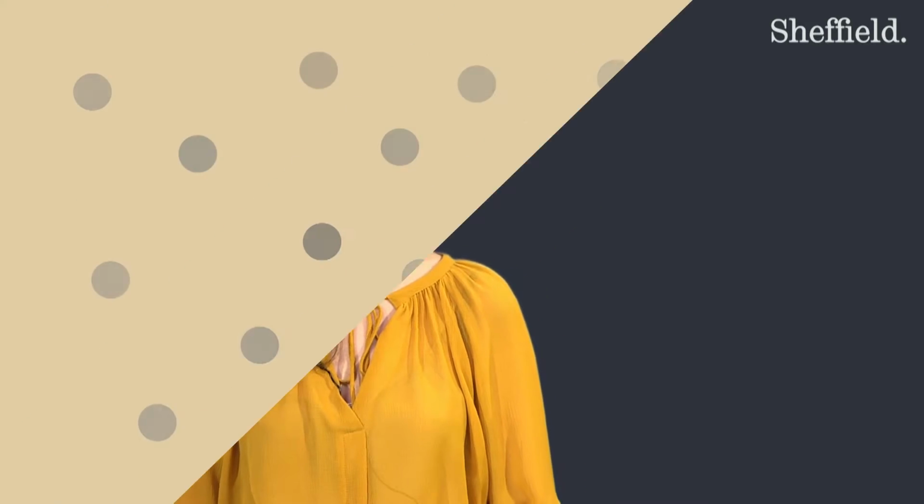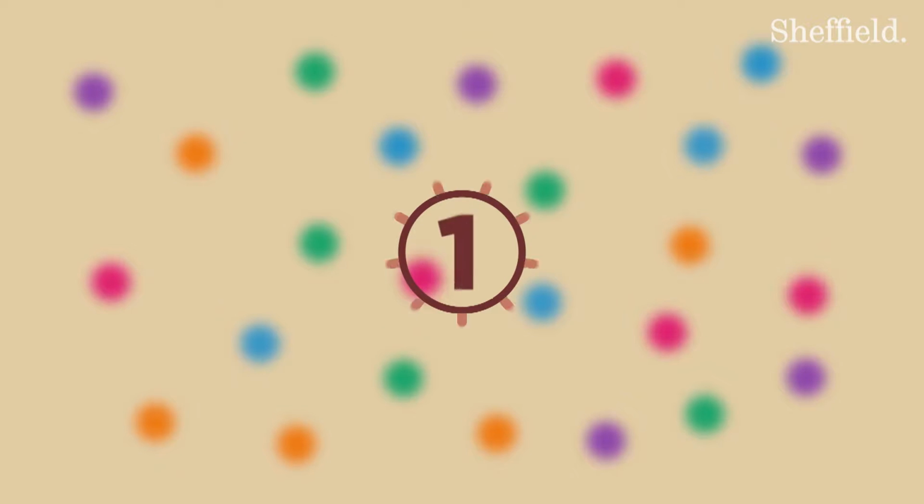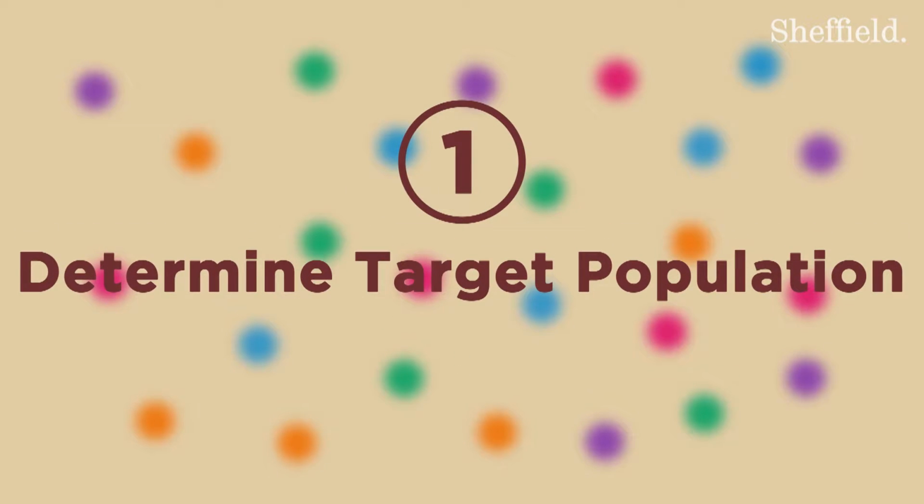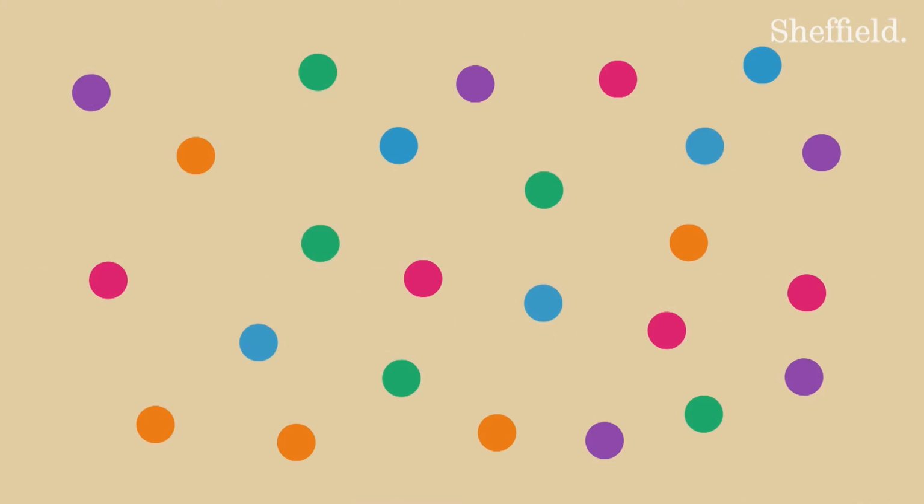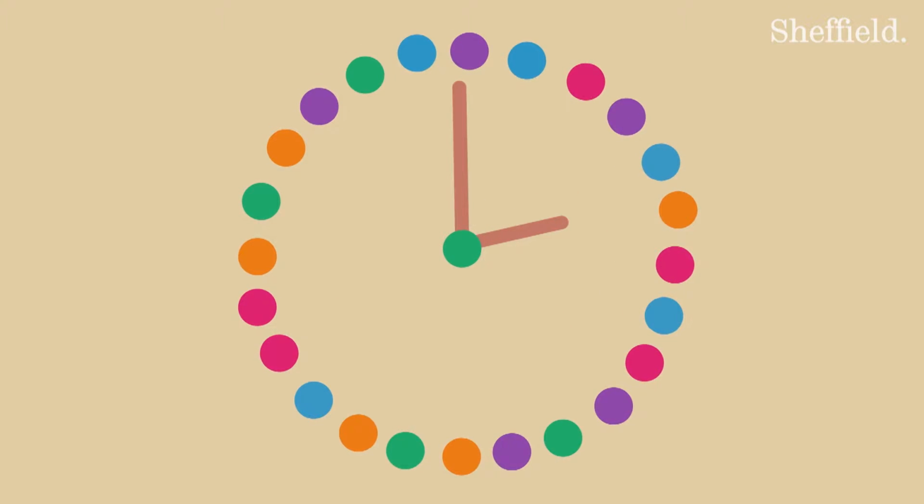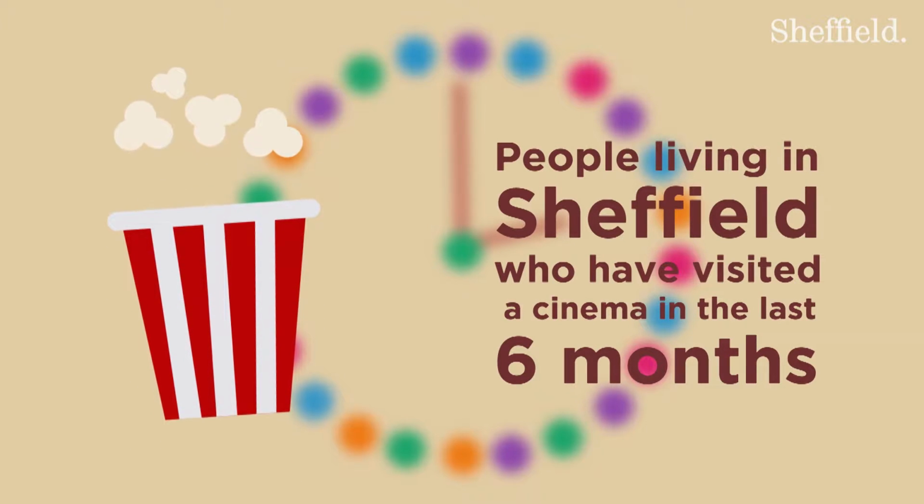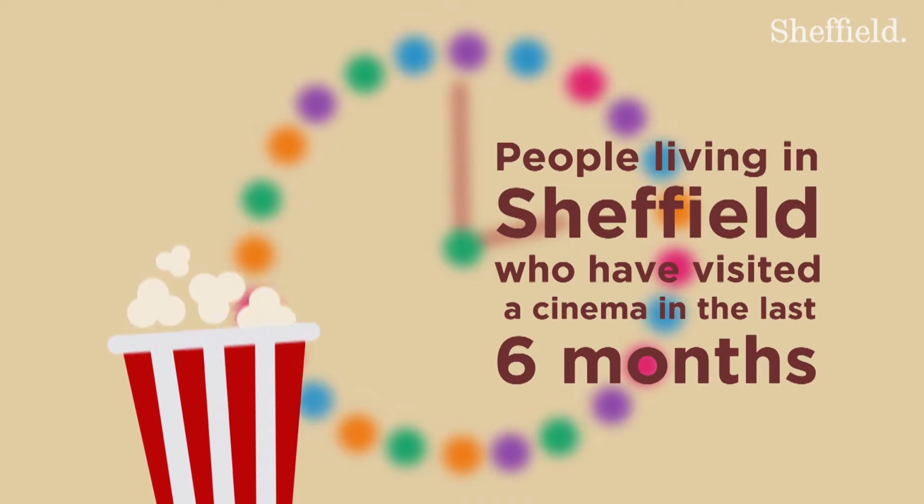randomly. Let's imagine that this is a population, and each of these dots represents an individual, and the colours represent a measure of socio-demographic diversity of people, like ethnicity or age group. To obtain a good survey sample, first you must determine a target population, and to do that, you have to define spatial and temporal boundaries, so a geographic area and a time period. For example, it could be that we are interested in studying people living in Sheffield who have visited a cinema in the last 6 months.